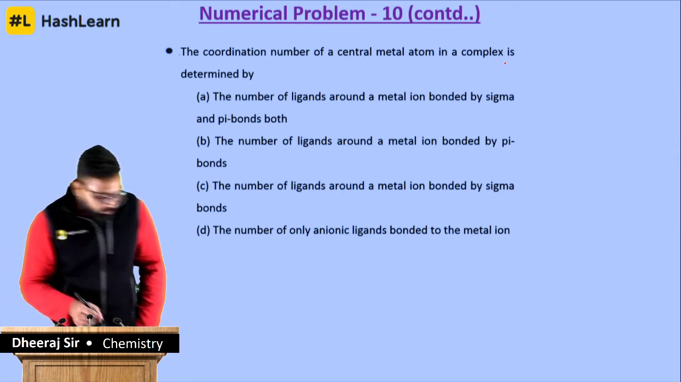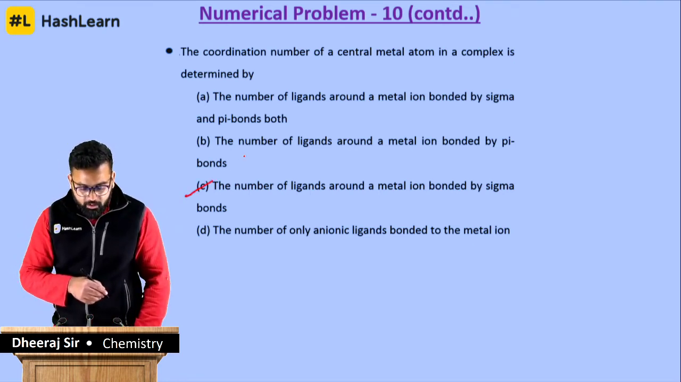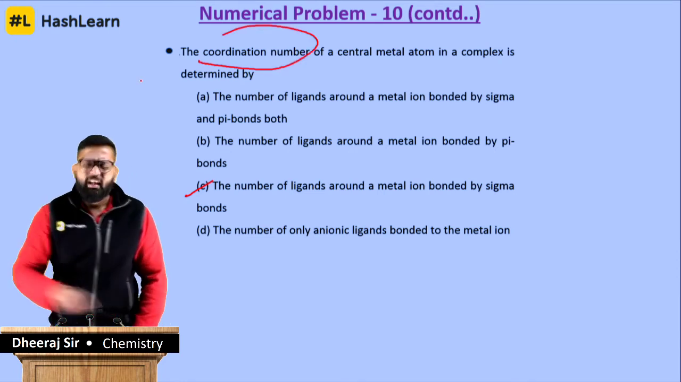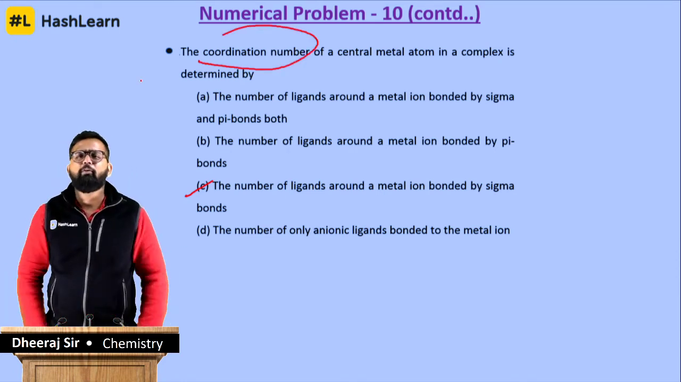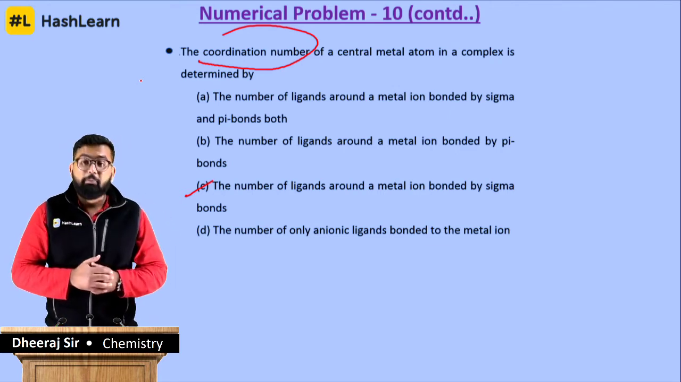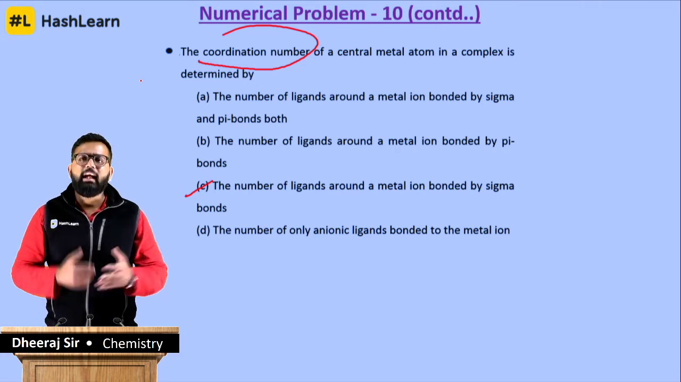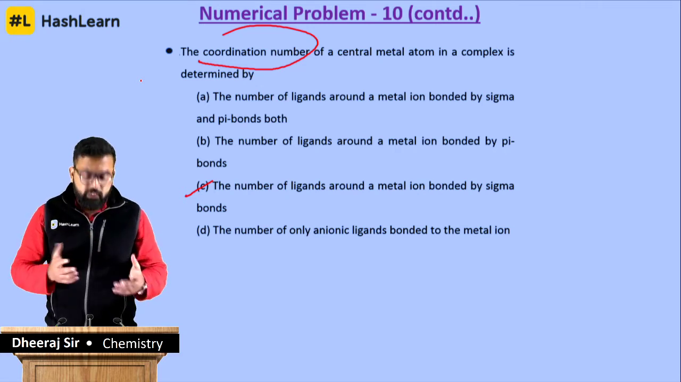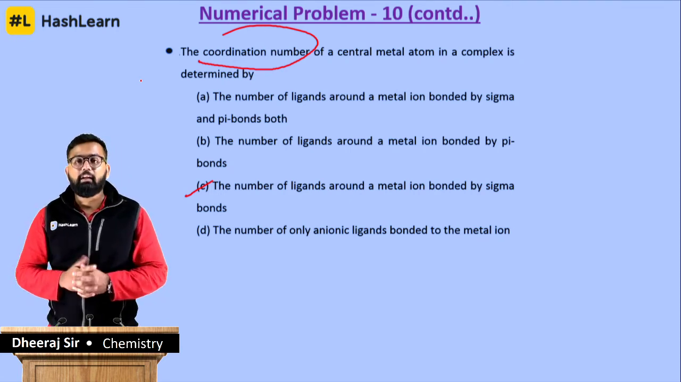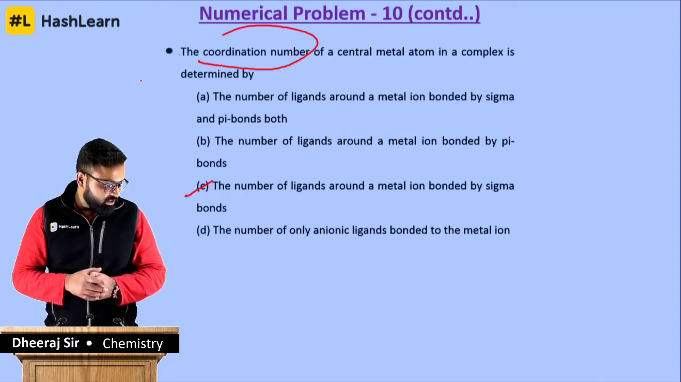So let me tell you, most of you have arrived at the right answer. The number of ligands around a metal atom bonded by sigma bonds is called the coordination number. Pretty straightforward. You just have to stay abreast with a couple of very basic definitions as to what is coordination number, what is a ligand, what is coordination sphere. These things will help you in answering questions like these, which carry 4 complete marks. It is the number of ligands around a metal atom bonded by sigma bonds.